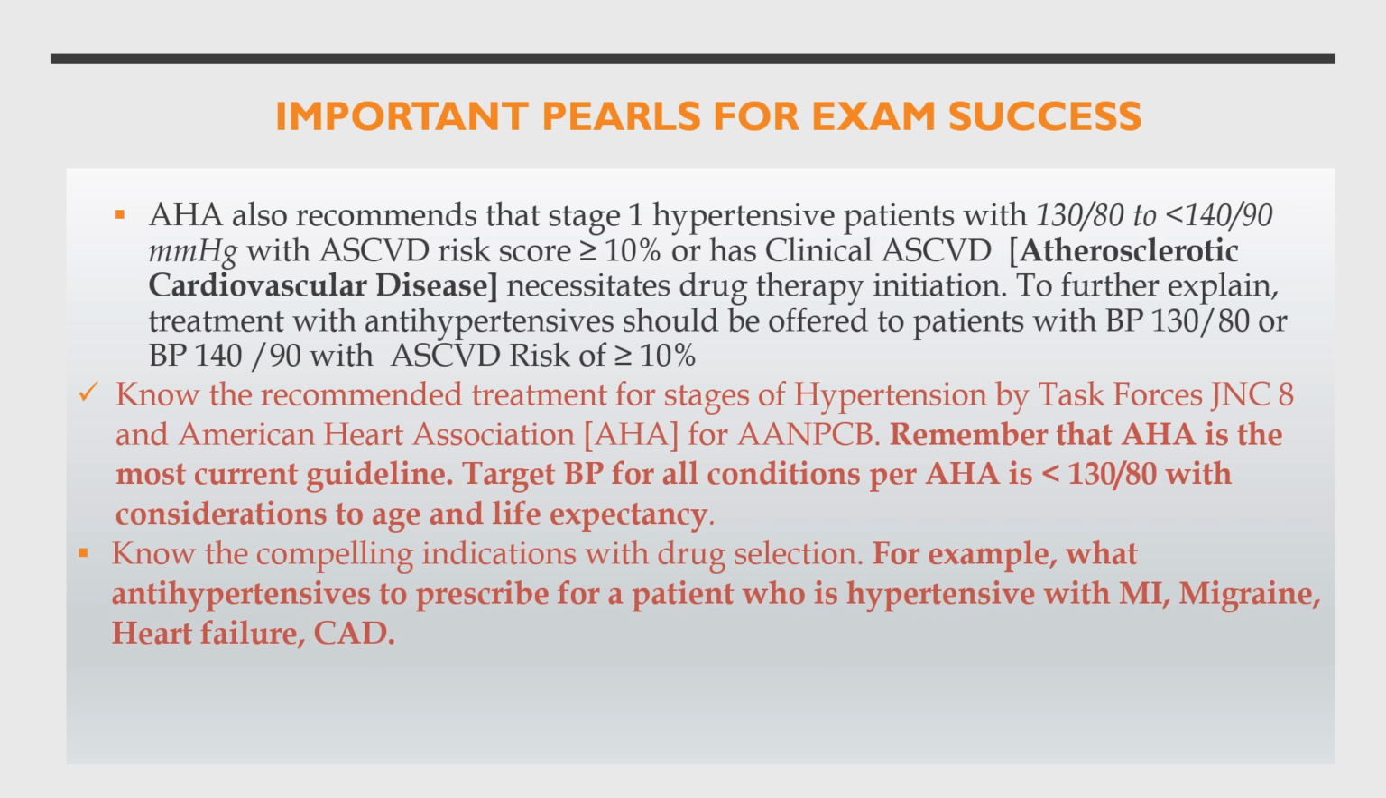Know the recommended treatment for stages of hypertension by task forces JNC 8 and American Heart Association for the AANPCB boards. Remember that AHA is the most current guideline. Target BP for all conditions for AHA is less than 130, with considerations to age and life expectancy. Know the compelling indications with drug selection. For example, what antihypertensives to prescribe for a patient who is hypertensive with MI, migraine, heart failure, and CAD.